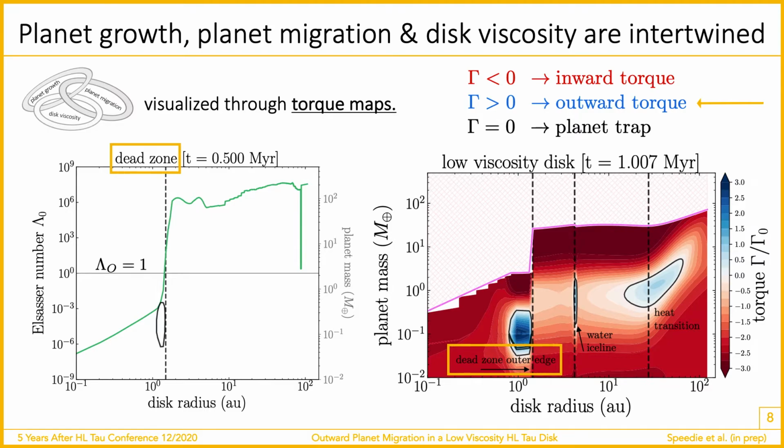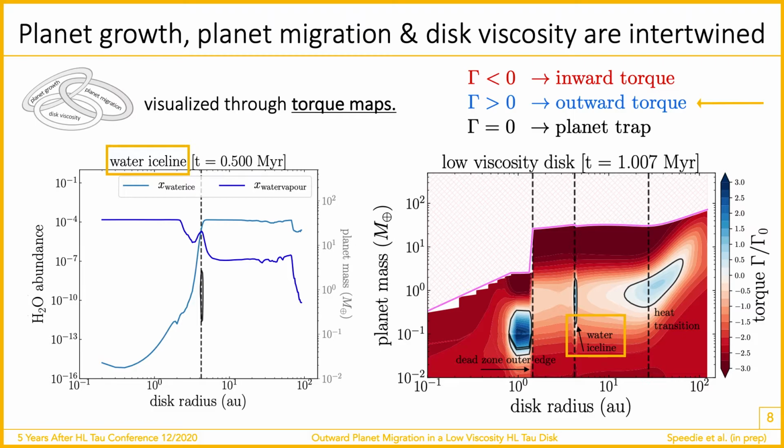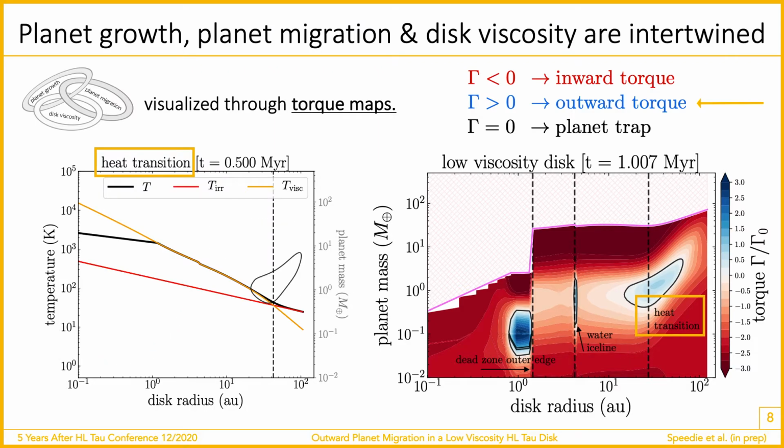The water ice line is the location in the disk where the abundances of water ice and water vapor are equal, with of course more water being in the form of vapor closer to the star. Thirdly, the heat transition divides the disk into two regions according to the dominant heating mechanism, either viscous dissipation or stellar irradiation. Viscous dissipation dominates in the inner regions where the disk surface density is highest. So we get a smooth midplane temperature profile by adding the viscous and radiative temperature profiles as energy densities.